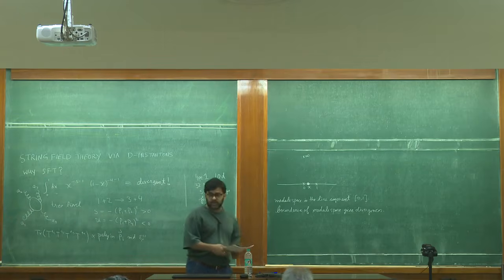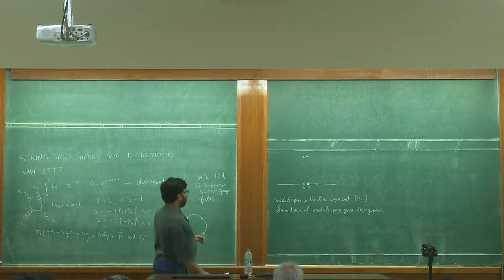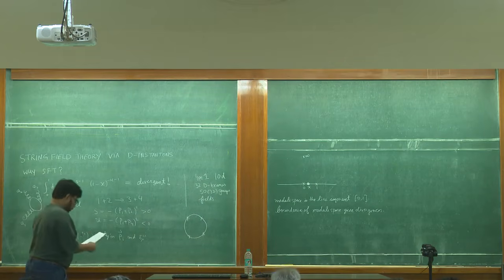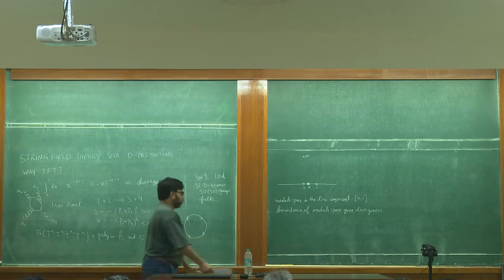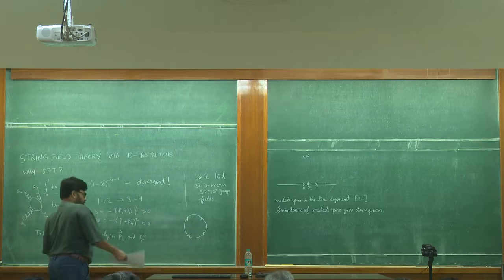Yes. These are IR divergent. Yeah. So I'll come to that. I have not mentioned that yet, but okay. So this is the problem. Okay. So the boundaries of moduli space are always going to be problematic, and they give rise to divergences.